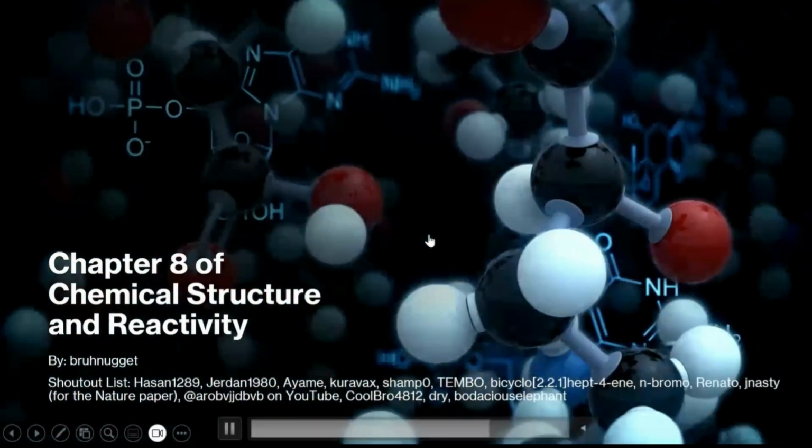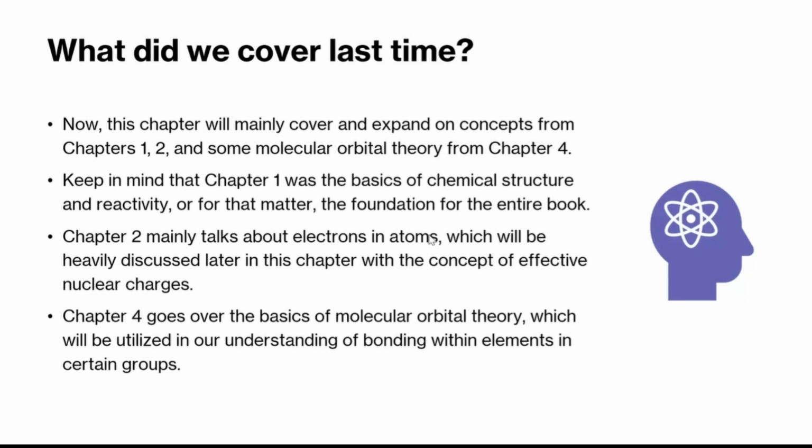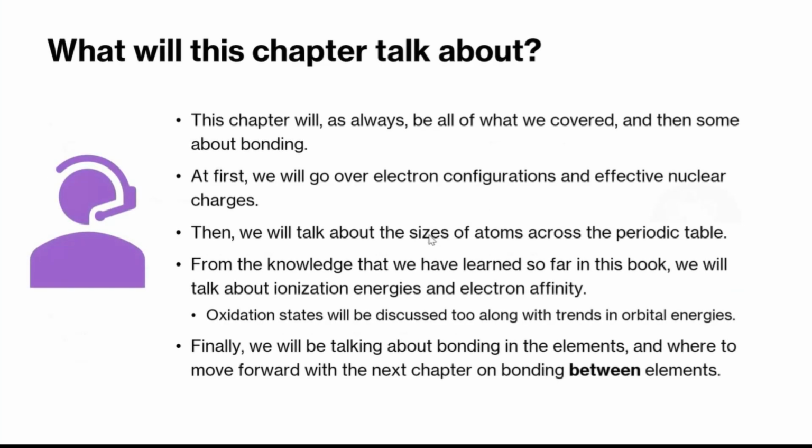Without further ado, let's get into this chapter. We covered last time in Chapter 7 about thermodynamics. I know it's not on the slide, but last time we mainly covered things like thermodynamics, and especially at the start of this book, molecular orbital theory, electrons and atoms, basic bonding. With all these concepts from chapters 1, 2, and 4, we're going to gain understanding of bonding within elements. So we're talking about metallic bonding, the structures of certain elements, things like that. That's what we're mainly going to cover in this chapter, and I do have the overview right here.